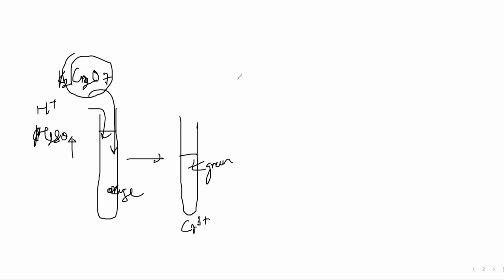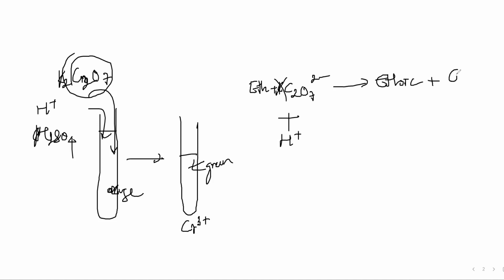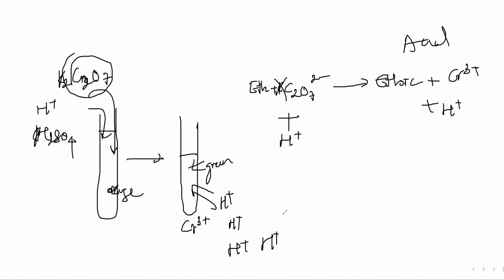So if I write the reaction, it is ethanol plus Cr2O7 2-. If I want, I can write it with K also, but I'm not taking it because it's the spectator ion. With acidifying, so H+. Now I'll have ethanoic acid plus Cr3+, and I can also have some H+ ions in the solution, because ethanoic acid, the word itself says it's an acid. What is an acid? Anything which releases hydrogen ions in aqueous solution.